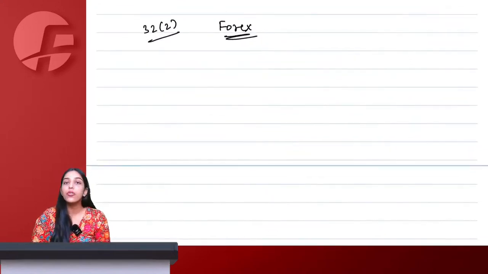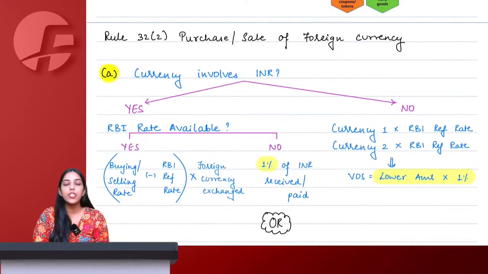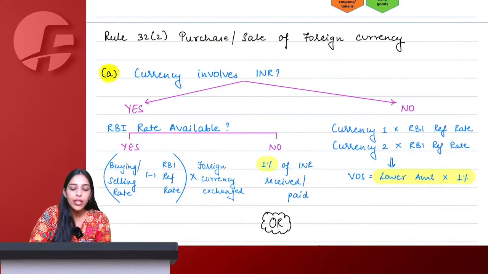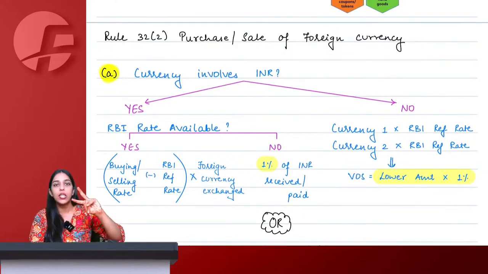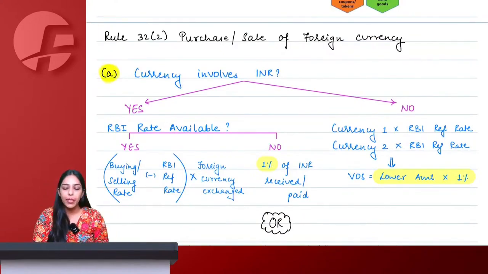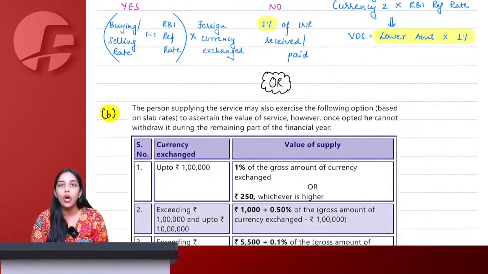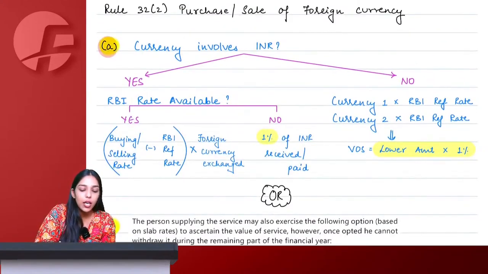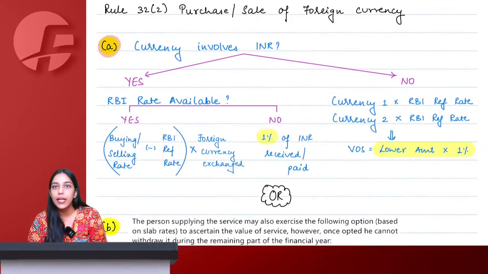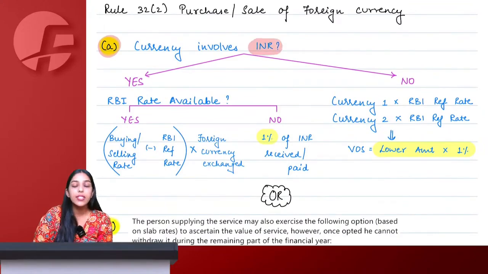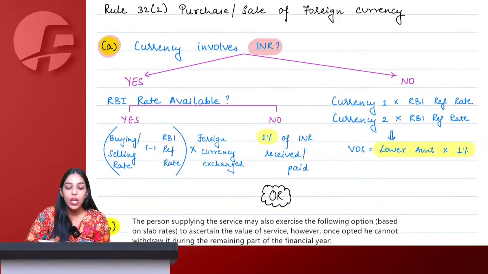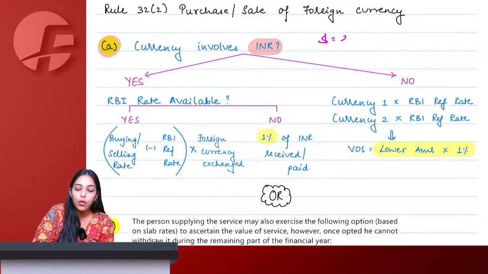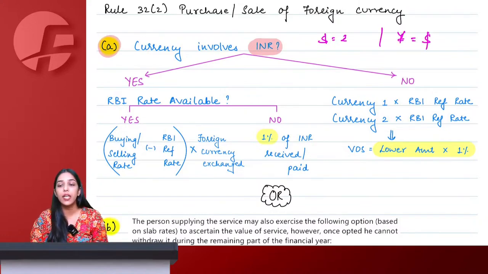Right. Now moving to Rule 32.2, which talks about purchase and sale of foreign currency. Now in Rule 32.2 also we have 2 options, 32.2A and 32.2B. You are open to choose any of the options that you want for purchase or sale of forex currency as a forex dealer. So here we will first discuss Rule 32.2 Clause A. Do the 2 currencies involve INR? Yes or no? So let us say we are exchanging dollar for rupee, or we are exchanging yen for dollar. 2 types of transactions available here.